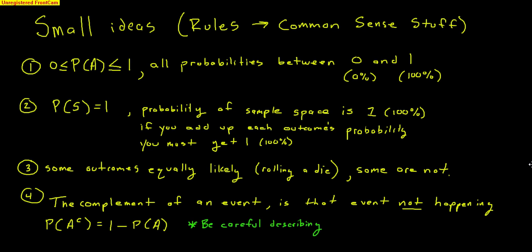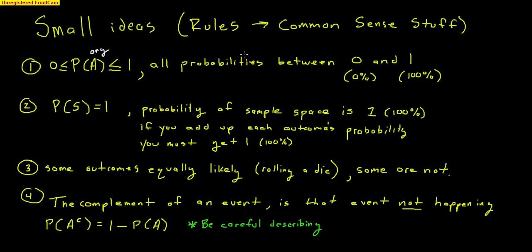I think of this as more common sense stuff, but I do want to go ahead and explain it. So the first is that the probability of any event, I'll use A to represent any event, has to be between 0 and 1, inclusive, which means it could equal 0 or it could equal 1, or 100%. So all probabilities are between 0% and 100%. As a decimal, that's 0 to 1. You can't have a negative percentage chance, or over 100% chance for something to happen. So that's the first common sense rule.